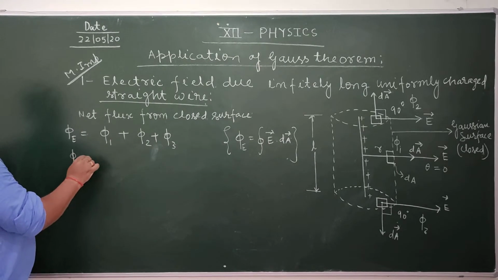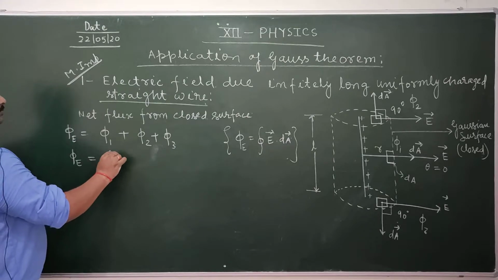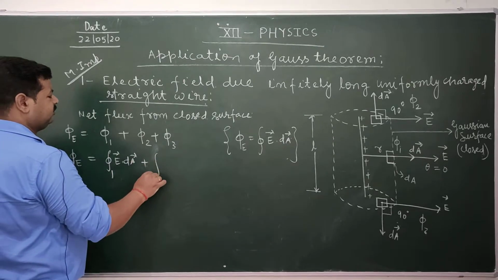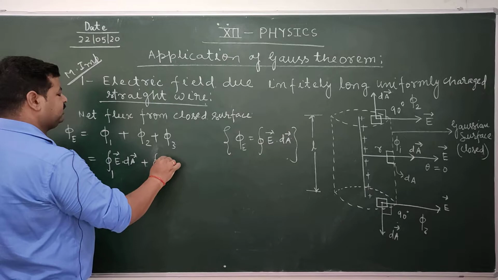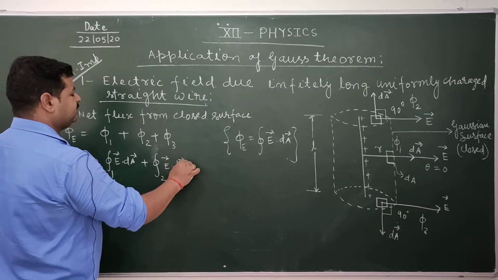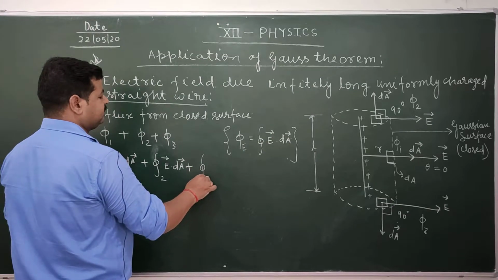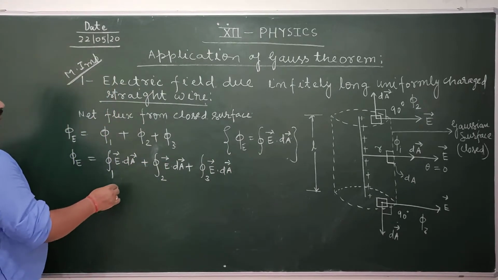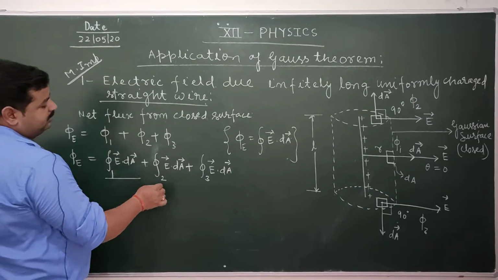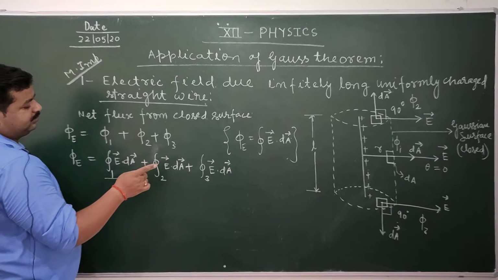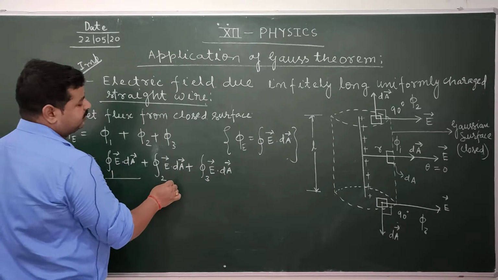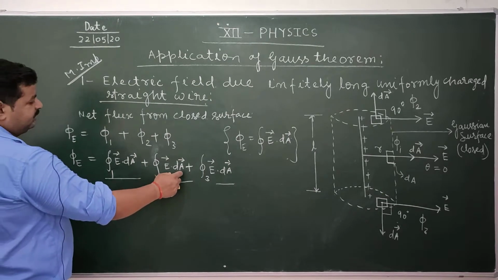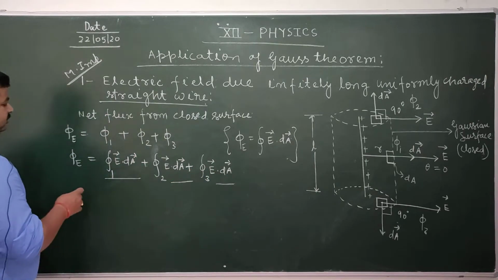So here we write phi 1 is equal to closed integral 1 of vector E dot dA, plus closed integral 2 of vector E dot dA, plus closed integral 3 of vector E dot dA. In 1 there is an angle 0 between the electric field and the area vector, but in 2 and 3 the angle becomes 90 degrees, so these values are equal to 0.